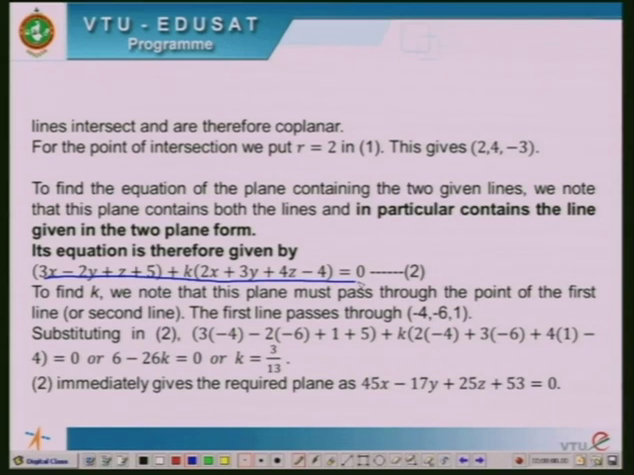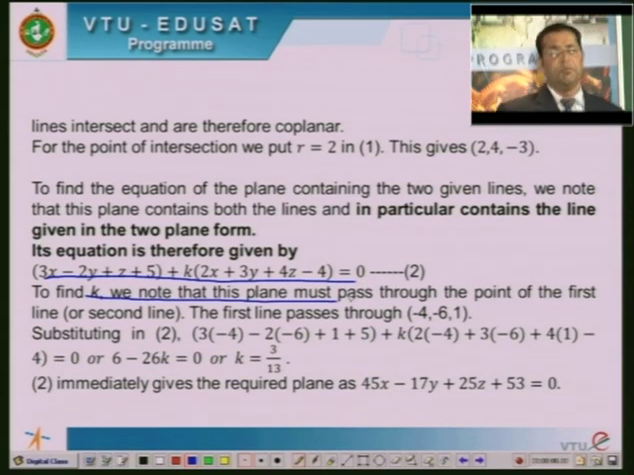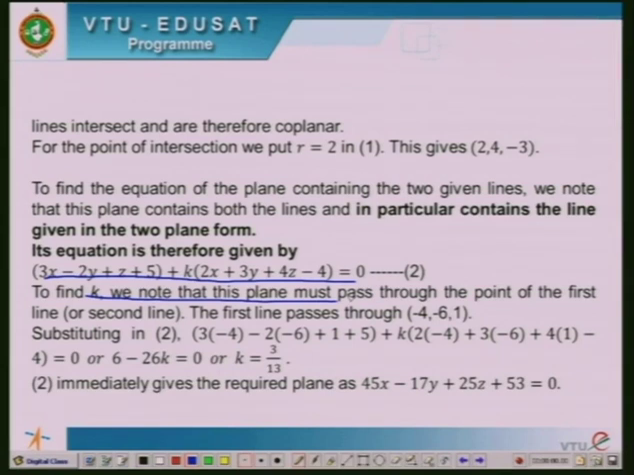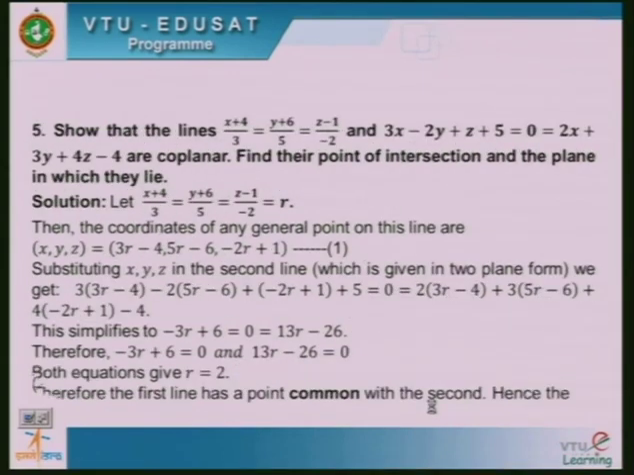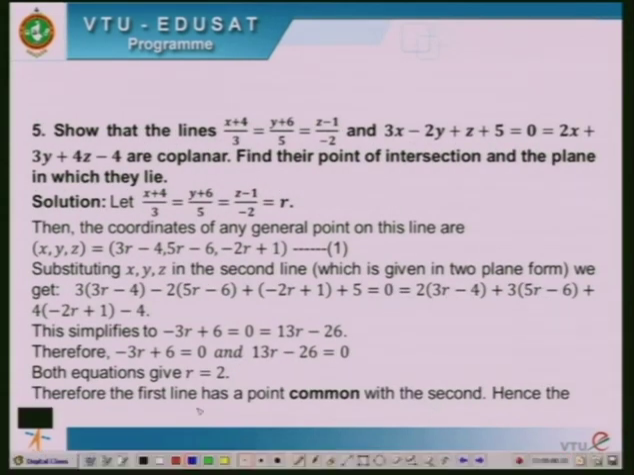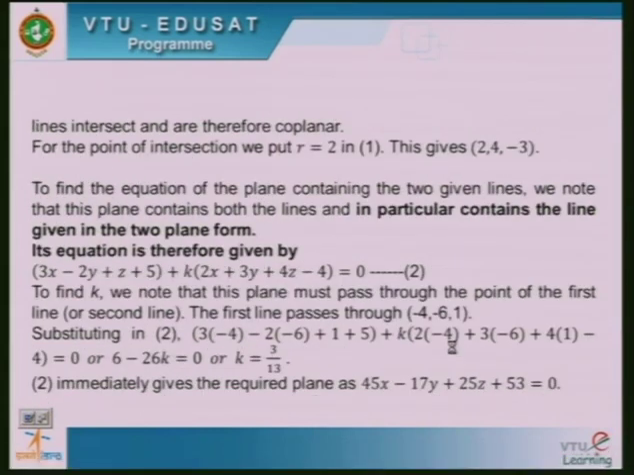But what is the condition for such a plane to exist? To find k, we note that this plane must pass through the point on the first line or on the second line, because it is a plane that contains both the lines. The points through which both the lines pass should be on the plane itself. So, either you substitute the point from the first line or the point from the second line. If you just go back, observe that the first line is passing through minus 4, minus 6 and plus 1. So, this point is substituted in the second line.